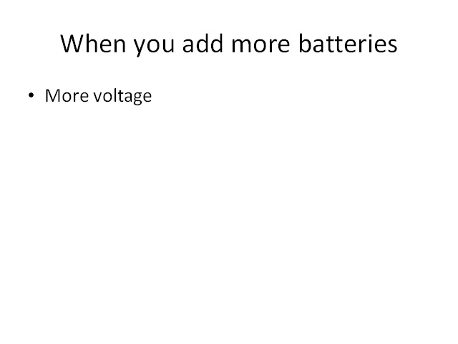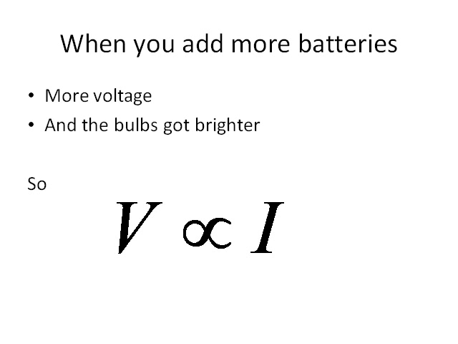Okay, back to Ohm's law. When you had more voltage, the bulbs got brighter. So we decided in class that we could write this as a proportionality: that voltage is directly proportional to the current.